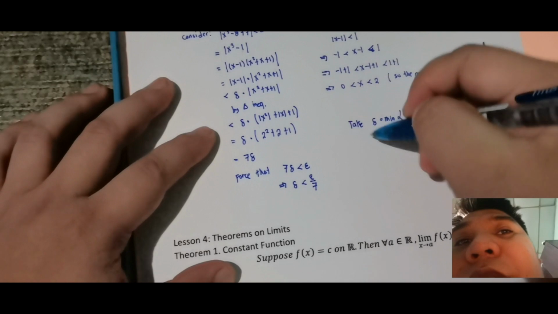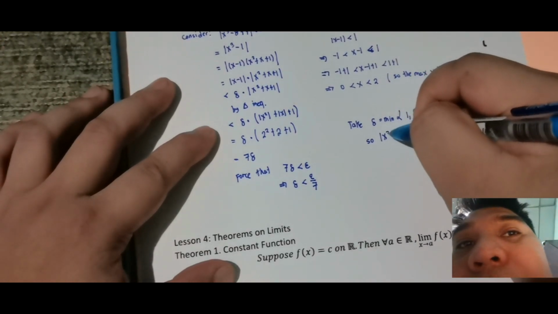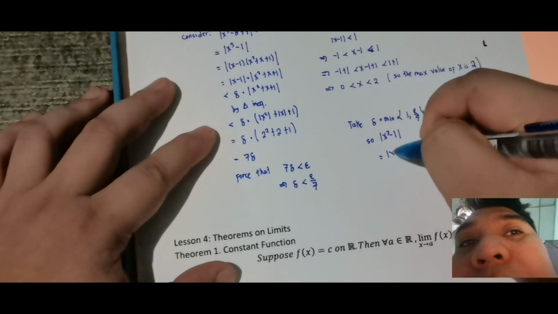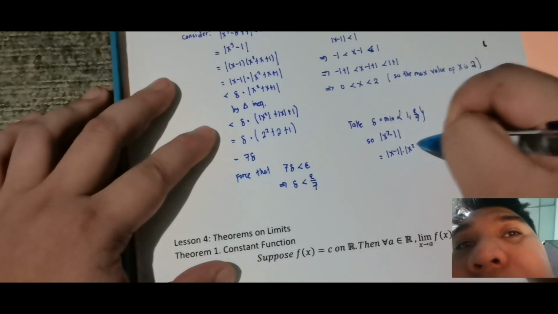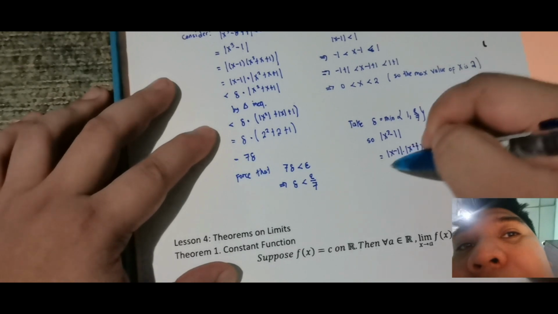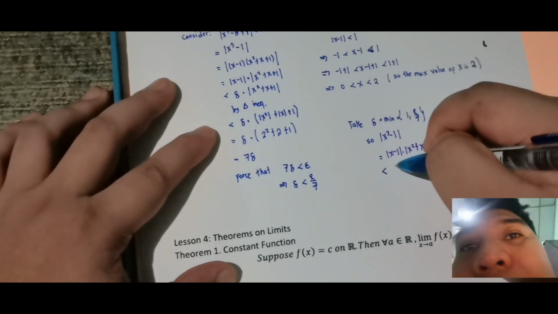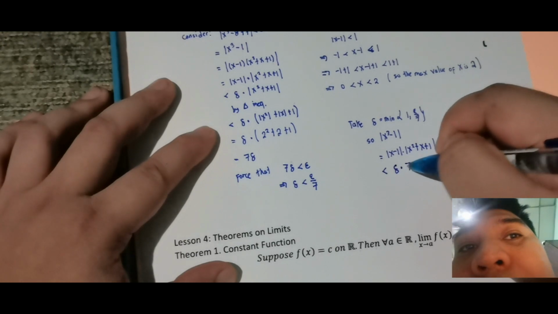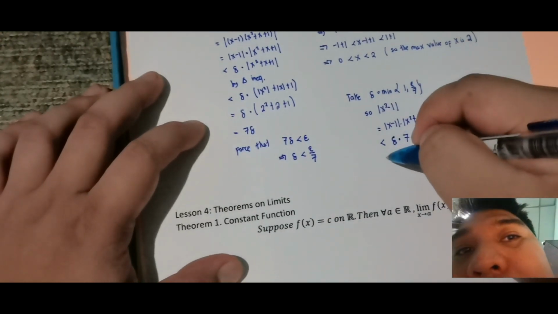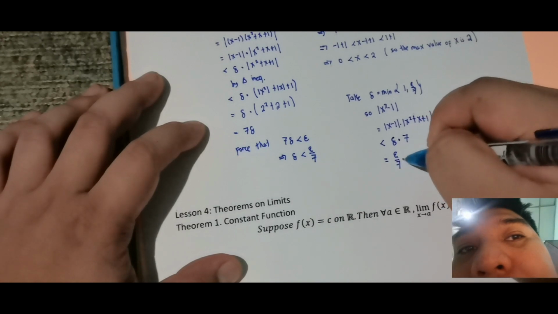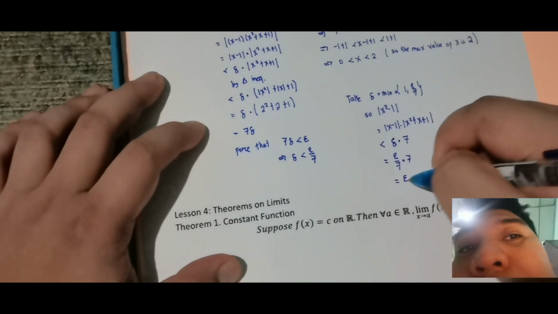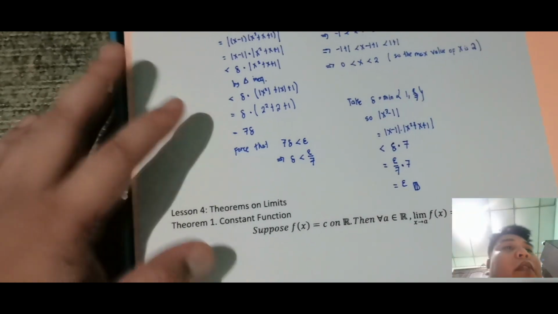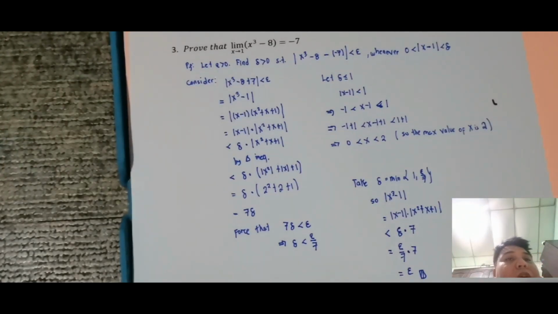So pipili ako dyan. So yung |x cubed minus 1| na equal sa |x minus 1| multiplied by |x squared plus x plus 1| ay less than delta multiplied by 7. Okay? Na this is equal sa epsilon over 7 multiplied by 7, which is equal sa epsilon, and this is done. Ganyan naman yung gagawin mo pag x cube para mas mapadali. Hoping na natutunan mo yung epsilon delta definition kasi ito yung marami sa exam natin. Okay, so next video.